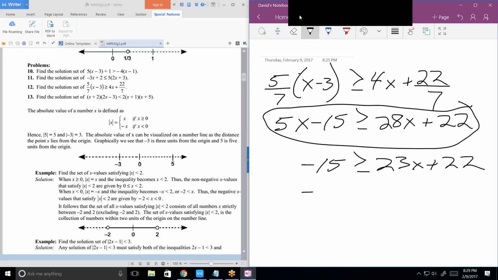Negative 37 is greater than or equal to 23x. And the next line?